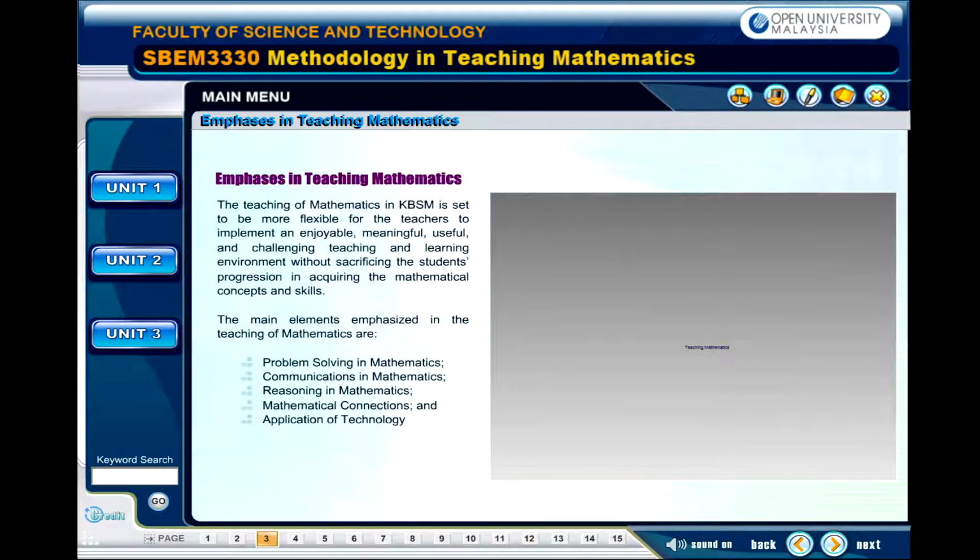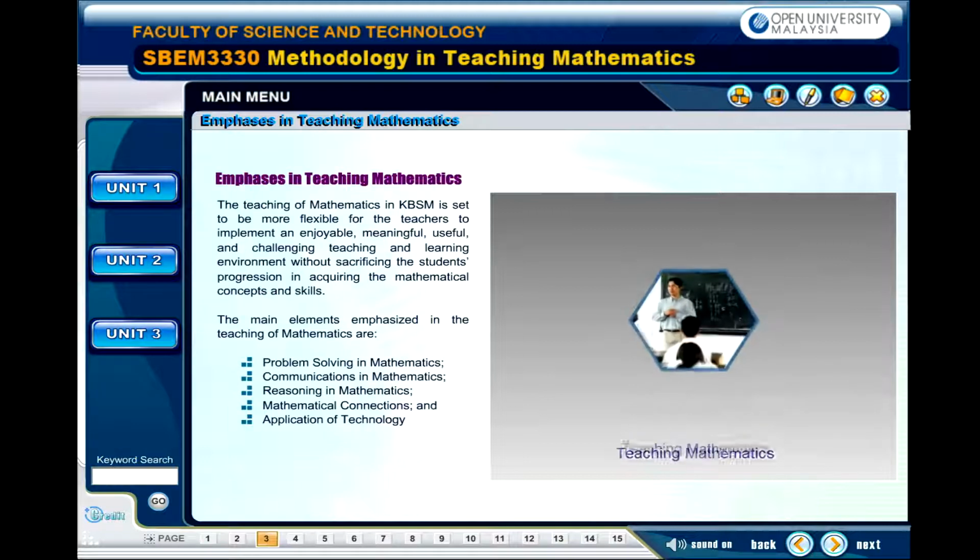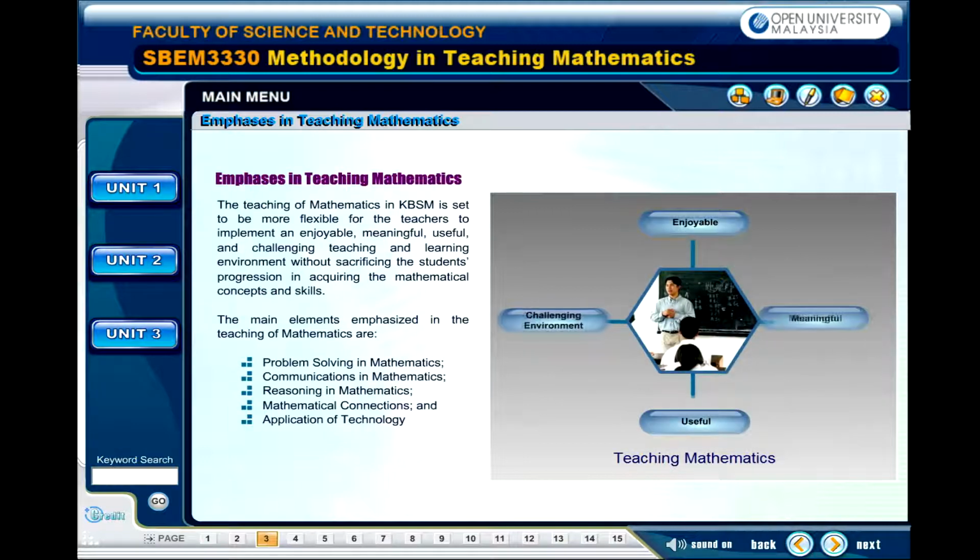The teaching of mathematics in KBS-M is said to be more flexible for the teachers to implement an enjoyable, meaningful, useful, and challenging environment without sacrificing the students' progression in acquiring the mathematical concepts and skills. The main elements emphasized in the teaching of mathematics are problem solving in mathematics, communications in mathematics, reasoning in mathematics, mathematical connections, and application of technology.